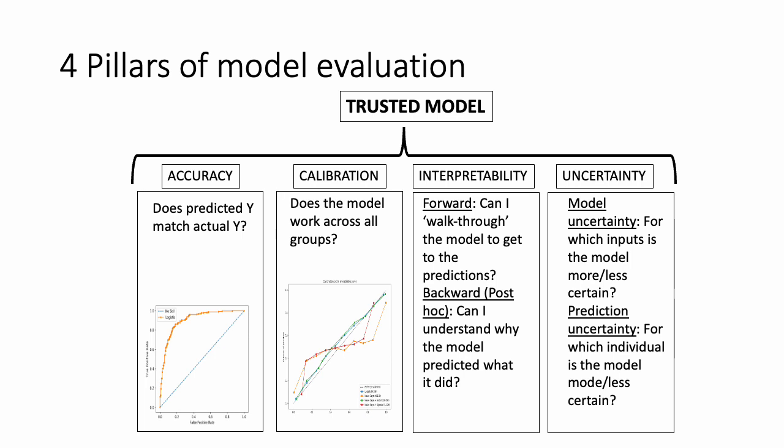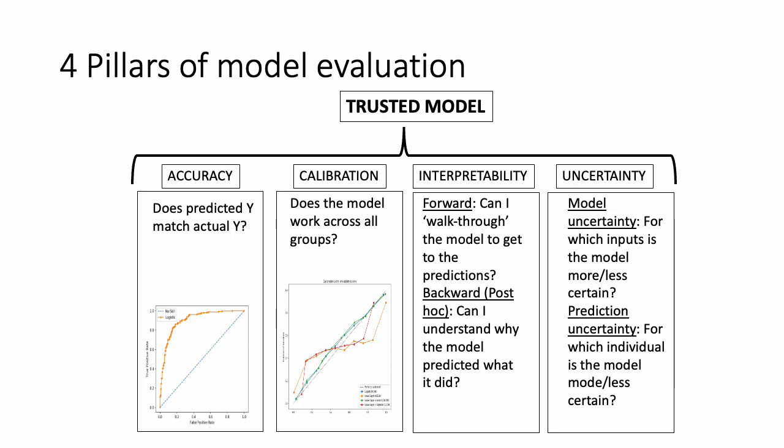Interpretability, I group as a sort of forward versus backward. The forward is sometimes called mechanistic. Can I walk through the model to get to the predictions? Meaning, can I trace out the steps from where I get from the inputs of X to the output Y? This also goes the other direction, backwards, or what's sometimes called post hoc interpretability, which is, can I understand why the model predicted what it did? So I think of the forward as how, the backward as why, based on which X's were most important for predicting Y.